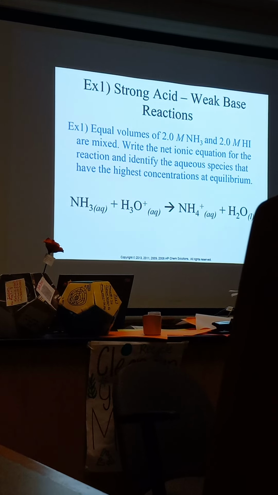Go ahead, Madison. So you brought up that you could just write H plus, which makes more sense. And then H plus will attack the NH3 and it'll be NH4 plus. Why did they write H3O? Because they're interchangeable. All of this is happening in water.